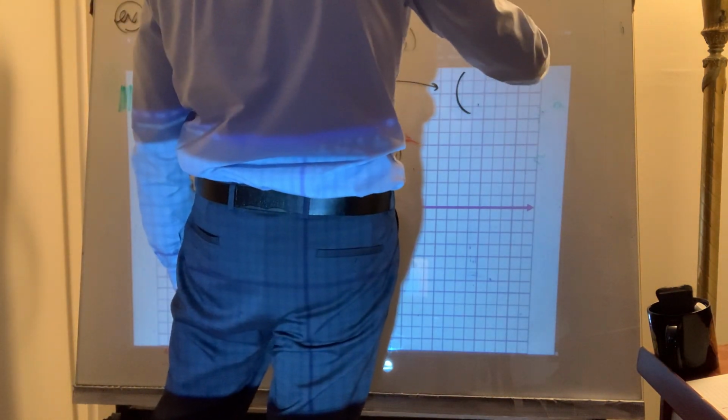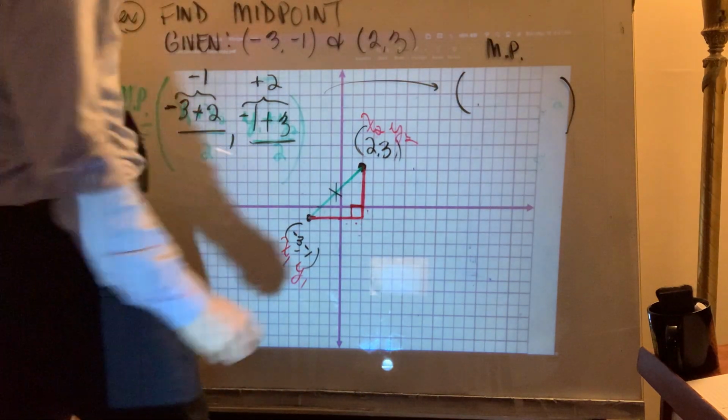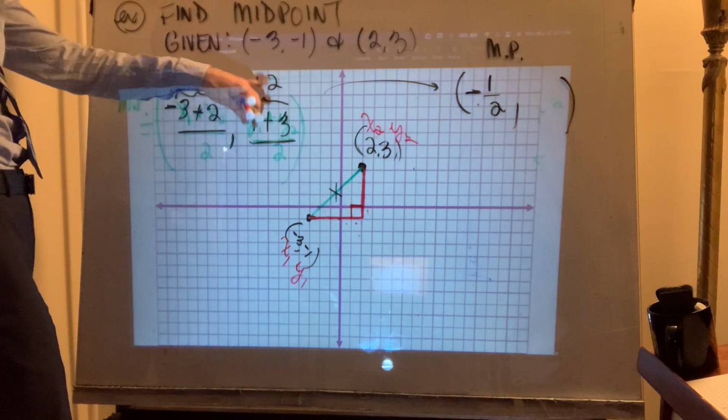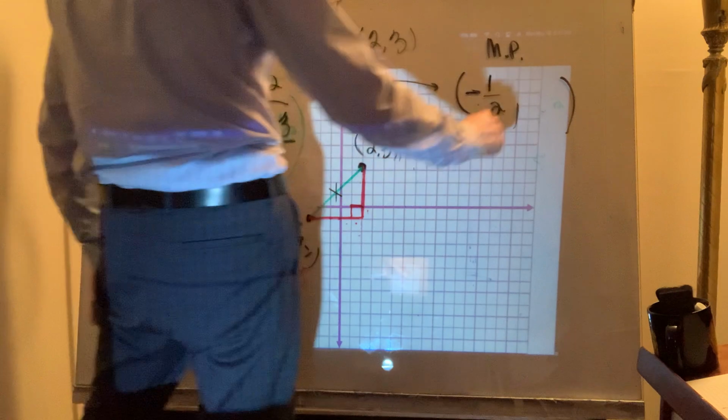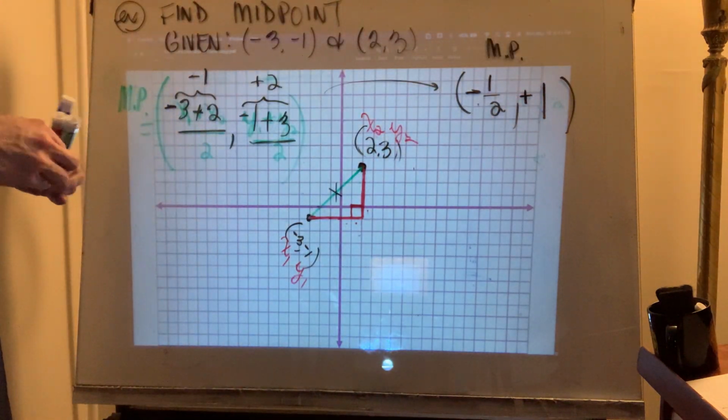the midpoint would be -1/2, comma, for the x. And then 2 over 2 simplified is just positive 1. Right? You could opt for not putting the positive if you'd like.